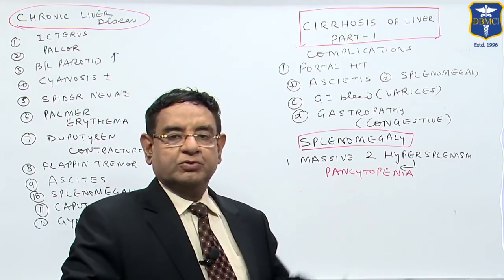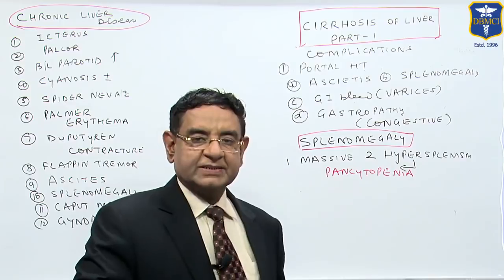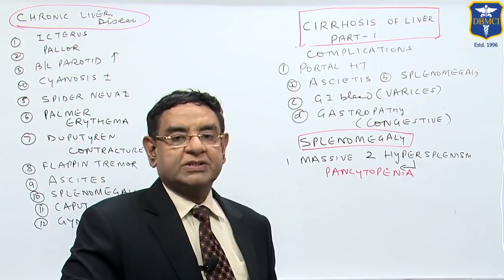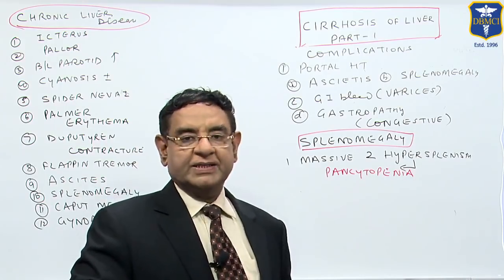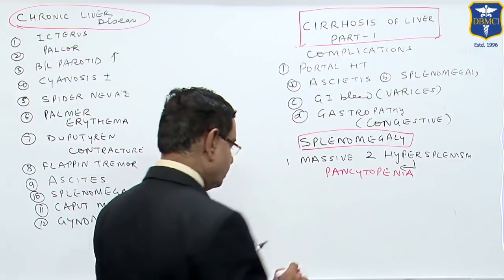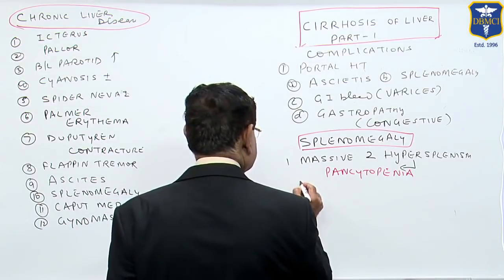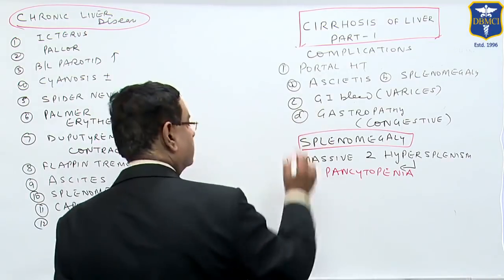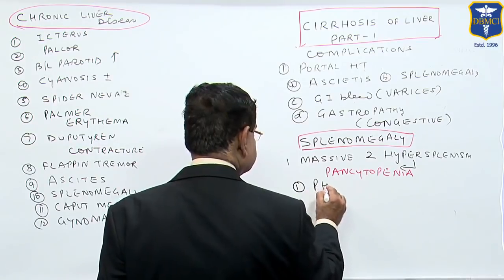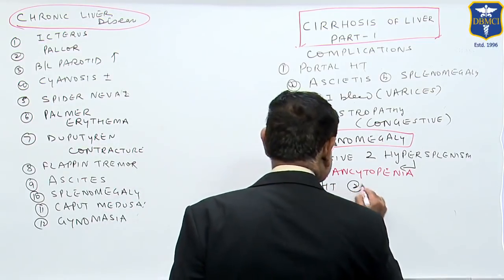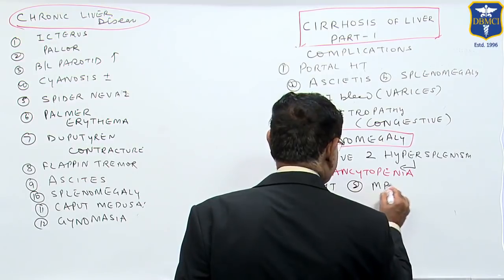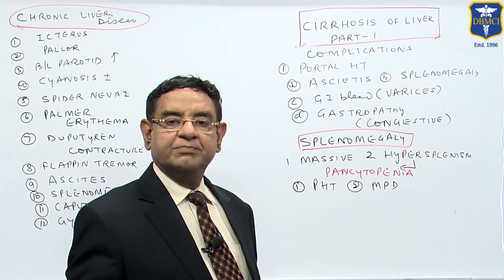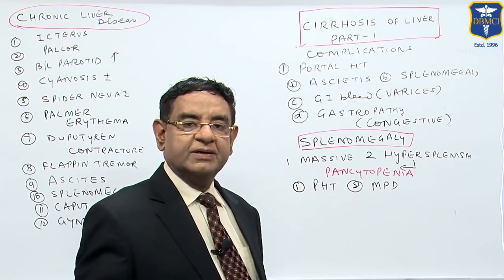Now, before I go to the next complication of ascites, I must tell you some other important causes of massive splenomegaly. This is a very important question you should know. So, other causes of massive splenomegaly are, of course, portal hypertension, as I discussed just now. Number 2 is myeloproliferative disorders like PCV and CML.